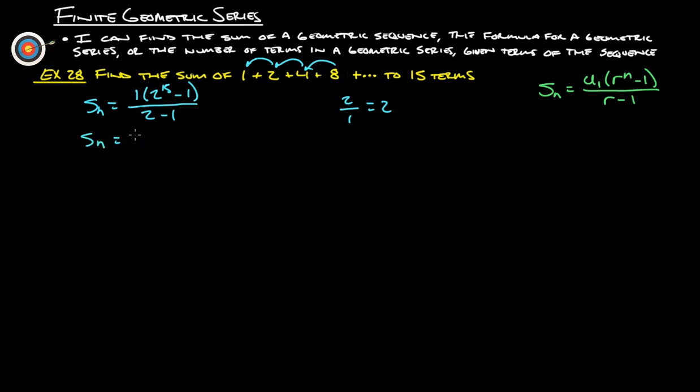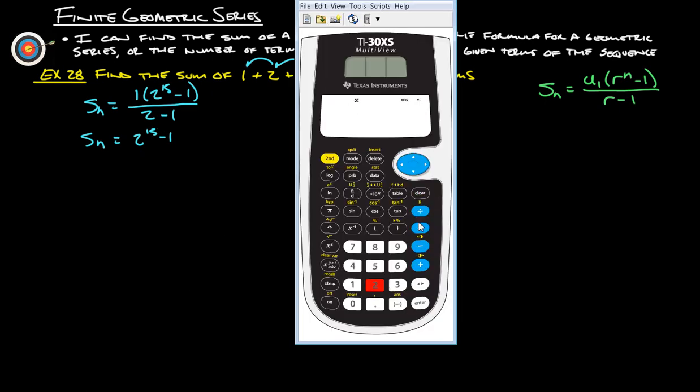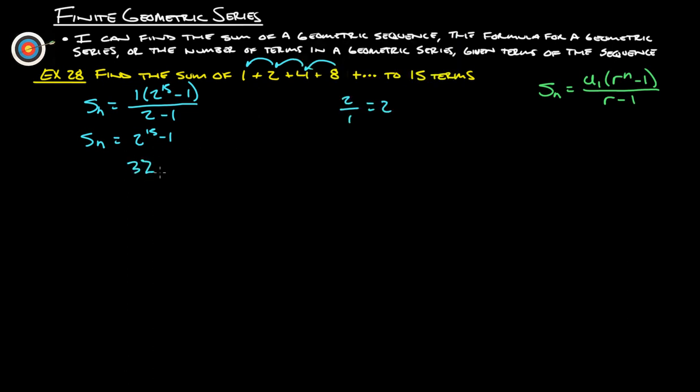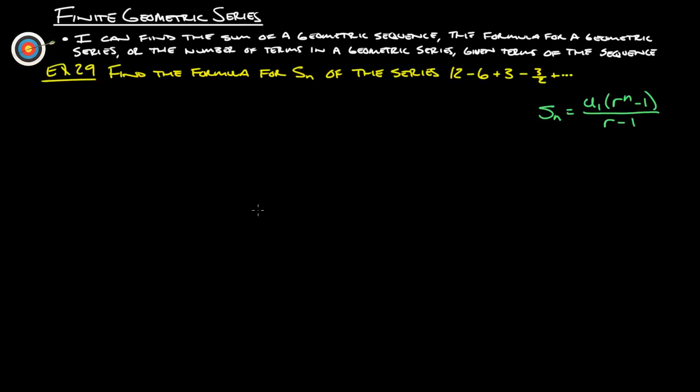That's just going to be 1 times, which doesn't do anything, so it's basically 2 to the 15th minus 1 all over 1, so it's just 2 to the 15th minus 1. Okay, so 2 to the 15th power, and then minus 1 should give us our answer: 32,767 is the sum of the first 15 terms.